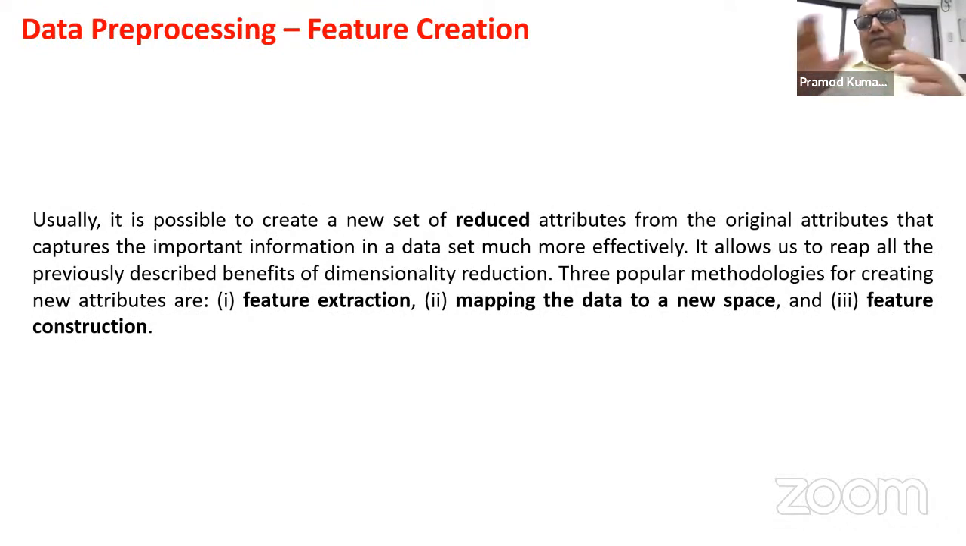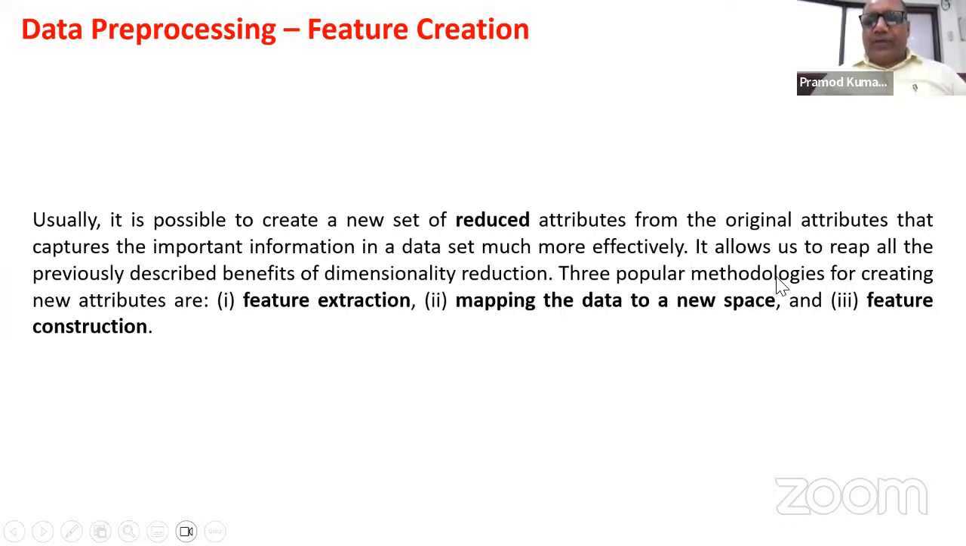Suppose three features are mixed into one feature, so these three features will go away and the new feature will become a part of it. So the total number will become n-2, because 3 have gone, 1 has come. So usually it is possible to create a new set of reduced attributes from the original attributes that captures the important information in a data set much more effectively. It allows us to reap all the previously described benefits of dimensionality reduction.